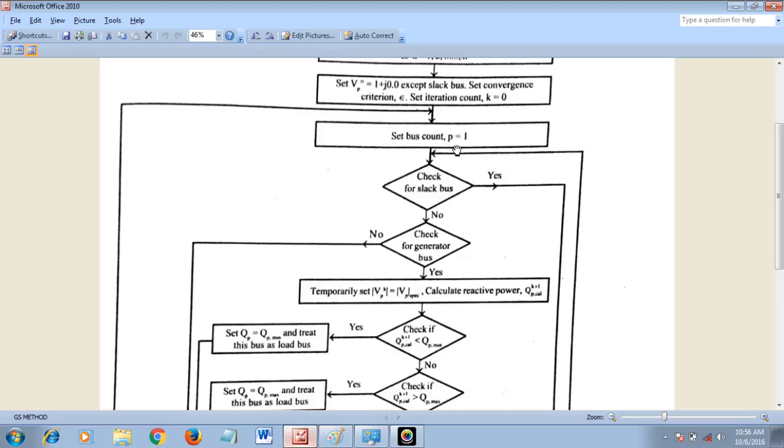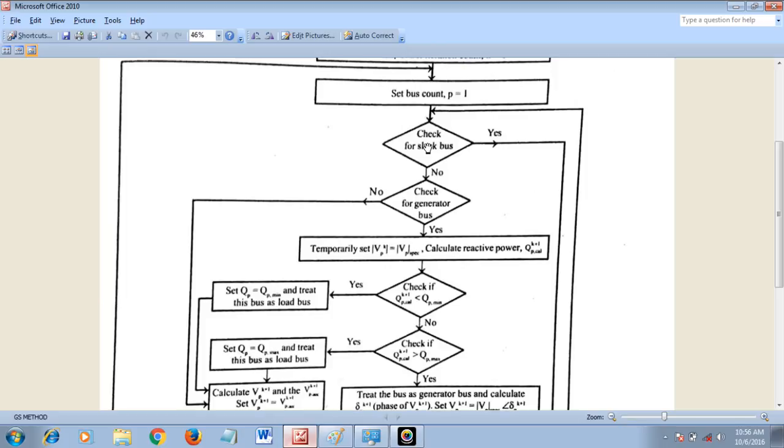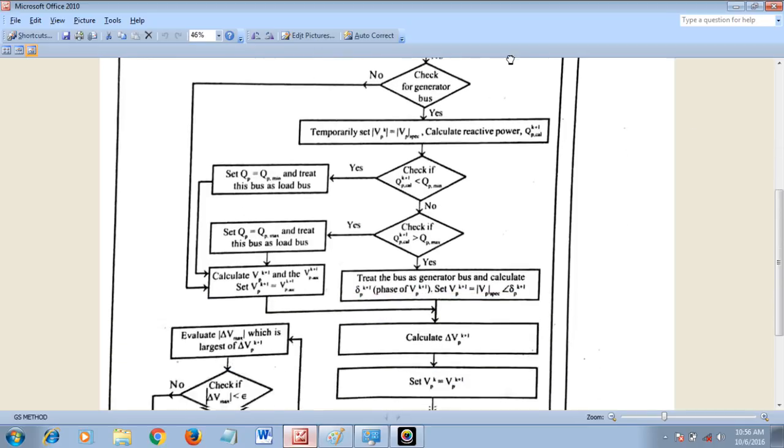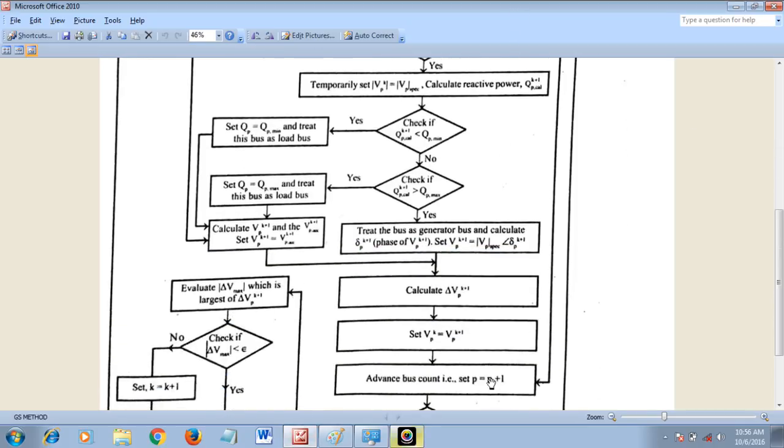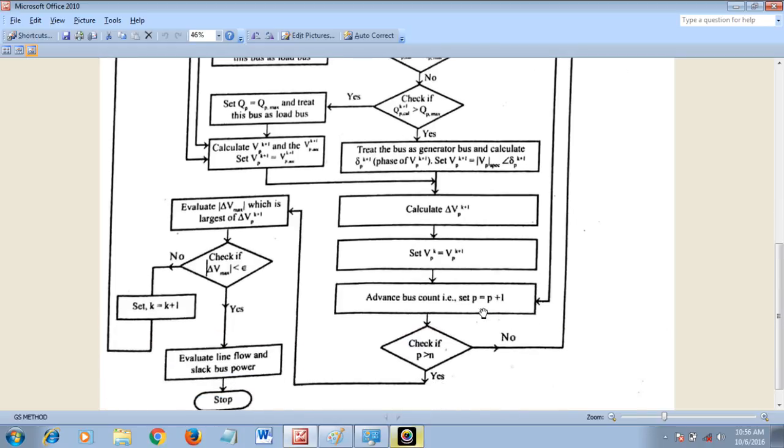Suppose my p is equal to 1, I have to check for the slack bus. So I have to check whether the bus count is 1, that is, whether the bus is a slack bus or not. If the bus is a slack bus, yes, we have to move to advance the bus count, p equal to p plus 1. We move on to the second bus. After the second bus count is over, check if p is greater than n, that is, whether the bus count is greater than n.